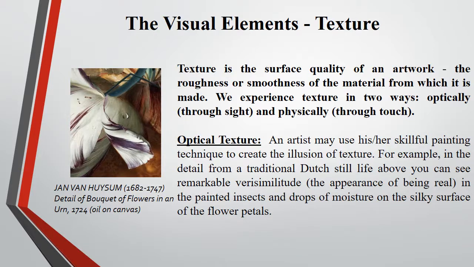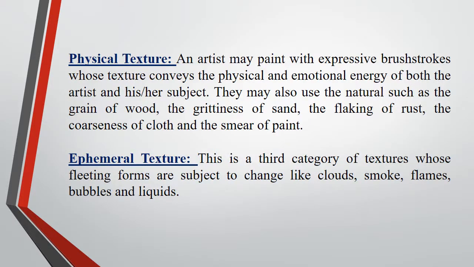The visual elements: texture. Texture is the surface quality of an artwork, the roughness or smoothness of the material from which it is made. We experience texture in two ways: optically through sight, and physically through touch. Optical texture: an artist may use his or her skillful painting technique to create the illusion of texture. Physical texture: an artist may paint with expressive brushstrokes whose texture conveys the physical and emotional energy of both the artist and his or her subject.